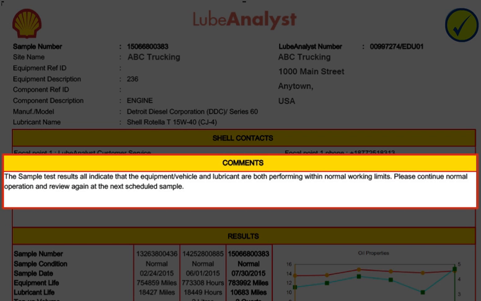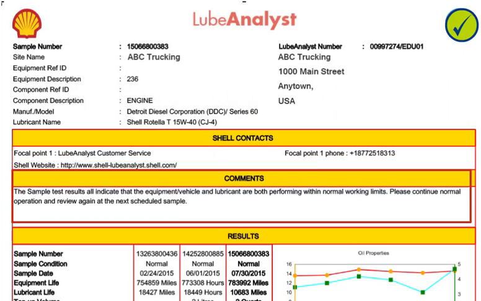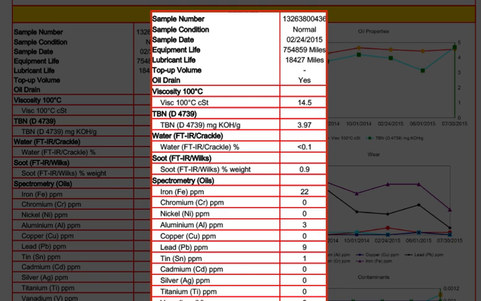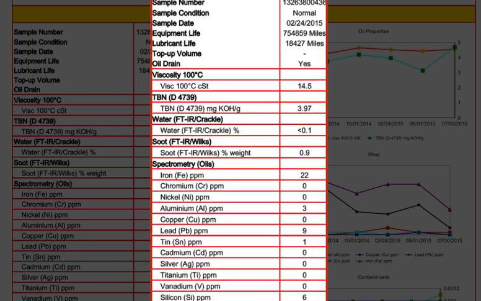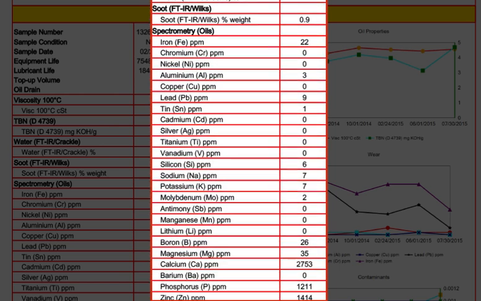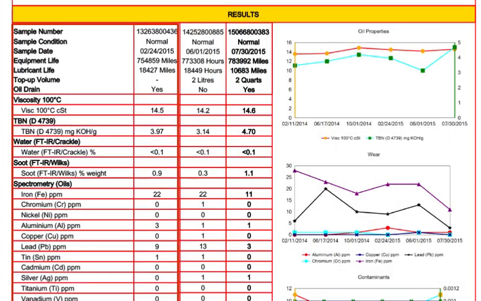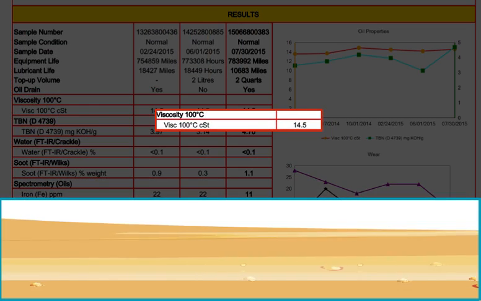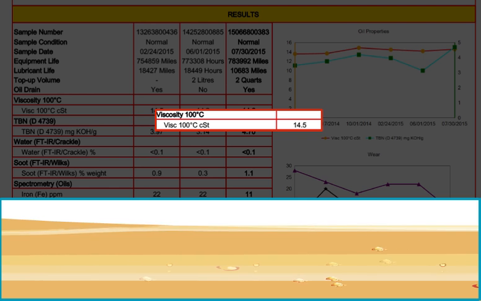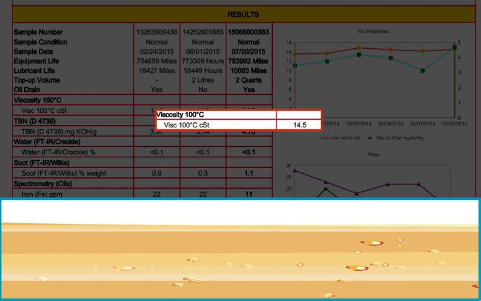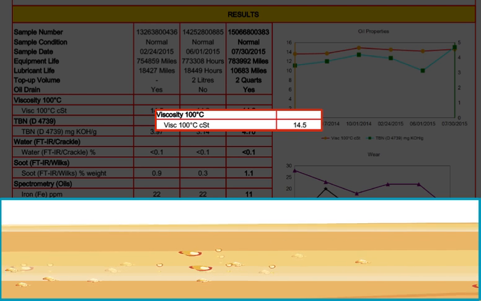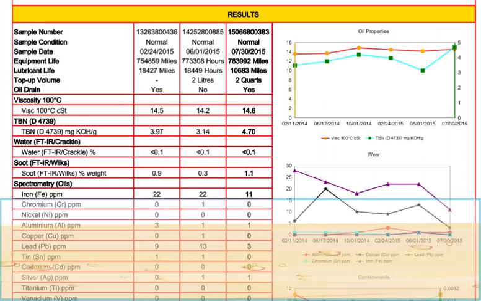Our diagnosticians will comment on the overall condition of the sample, summarizing any issues found, identifying their potential causes, and recommending appropriate actions to fix those issues. When making their comments, diagnosticians take into account the historical trend data for the sample's component. The most recent data is shown in bold. Viscosity measures the viscosity grade of the oil. If viscosity falls outside of its grade, you should look for more information to find the reason.